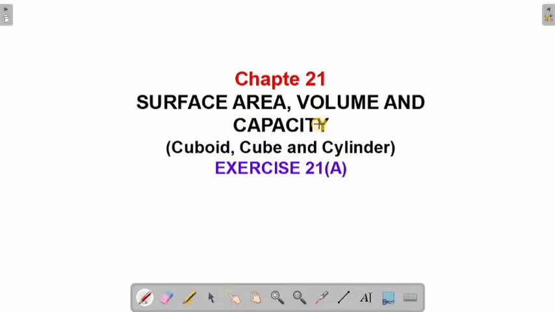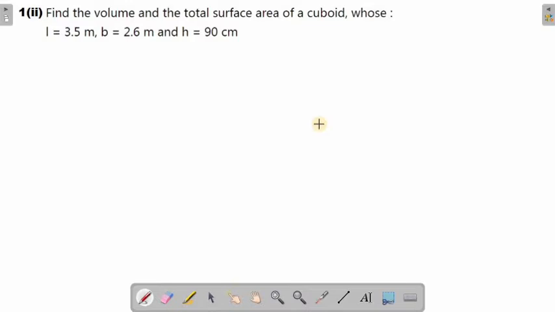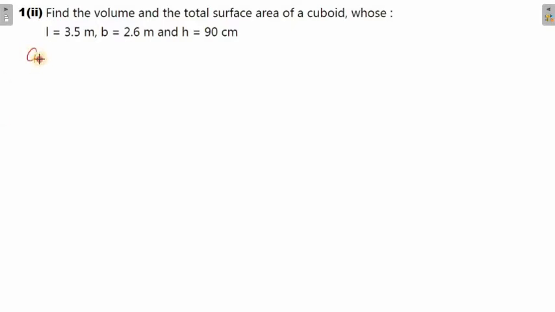The first question is on the screen, which says find the volume and total surface area of a cuboid whose, so basically here L stands for length, B stands for breadth and H stands for height. Whatever is given, first let me note them down. Given is L equals 3.5 meter, B is 2.6 meter and height is 90 centimeter.